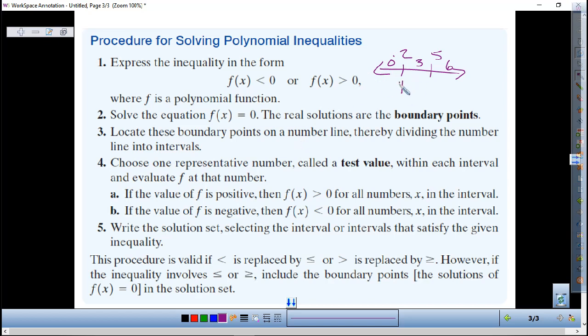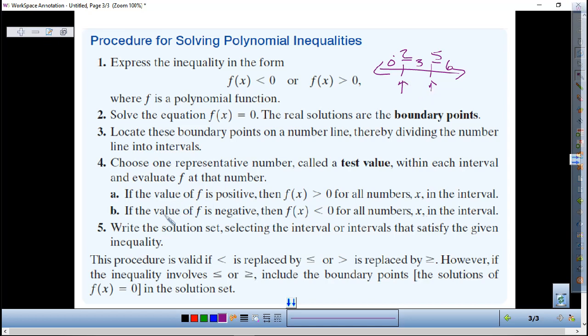Because remember, what do we know about these points? Those are the only places where the sign can change. The value has to go to 0 for you to go from a negative number to a positive number, or from a positive number to a negative number. So that's what we're looking for here. Because we set these equal to 0 and found these two values right here, those are the only places where it can change sign.